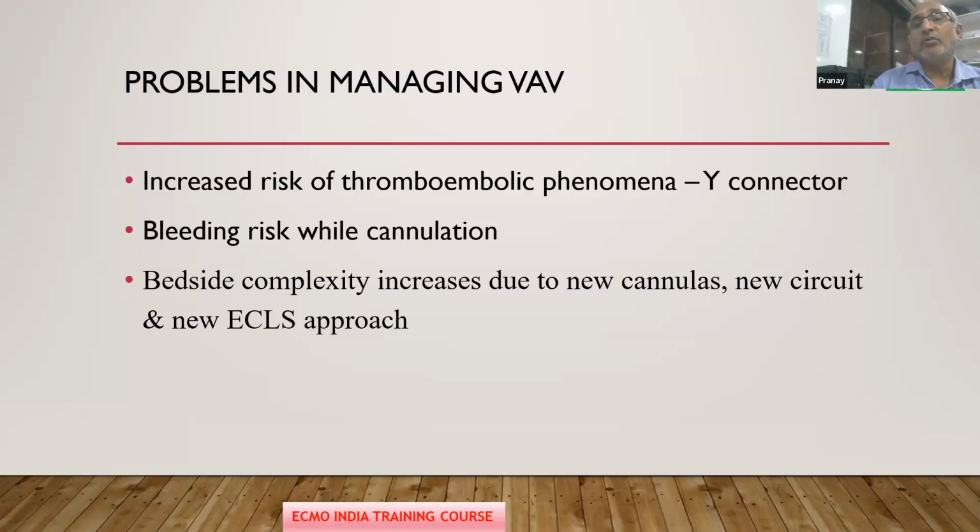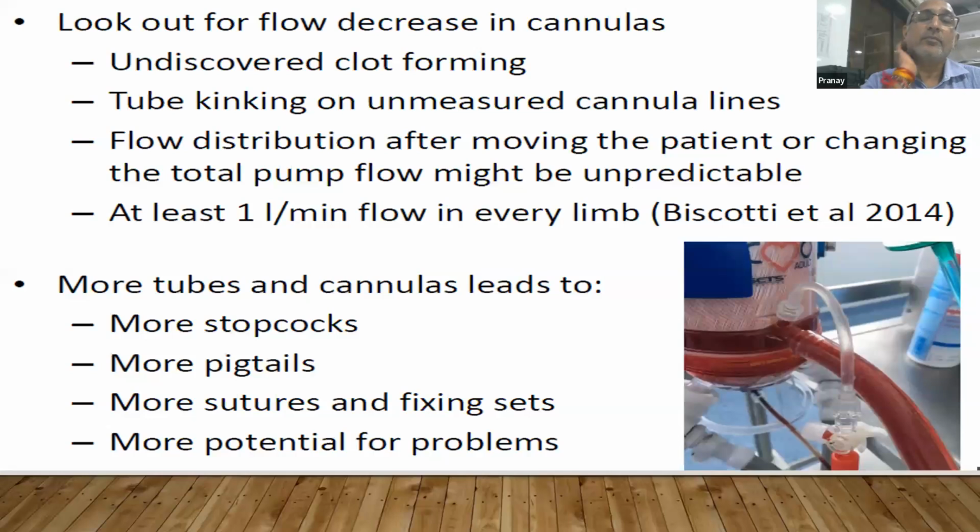So what are the problems with managing VAV ECMO? Increased risk of thromboembolic phenomena, because you require a Y connector, so there's turbulence and that can increase thromboembolic phenomena. Bleeding risk will increase because the patient is already on VV ECMO or VA ECMO and heparin, and you have to additionally do a cannulation. And the bedside complexity increases, because a new cannula is added, a new circuit is added, and your staff may not be tuned for that, so that will increase the complexity.